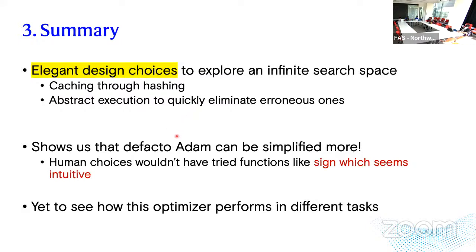It shows that a human choice would probably not have tried this sort of sign function, which is unintuitive. This evolution process has discovered something which goes against our intuitions, but it performs well.